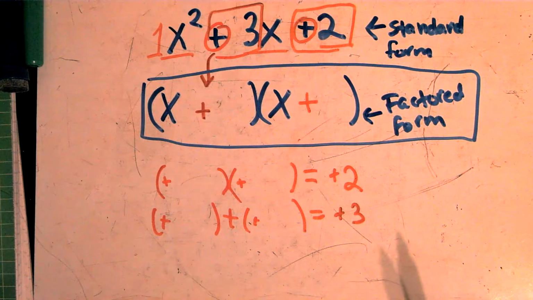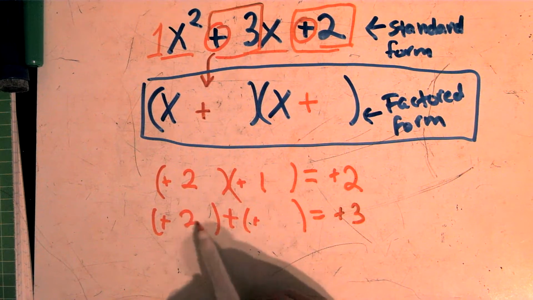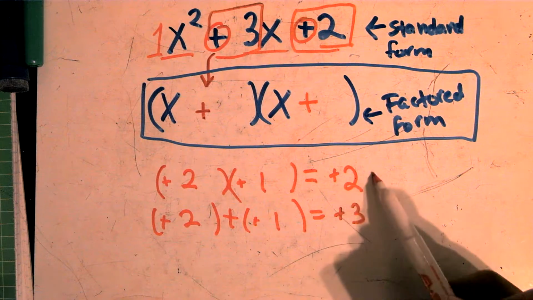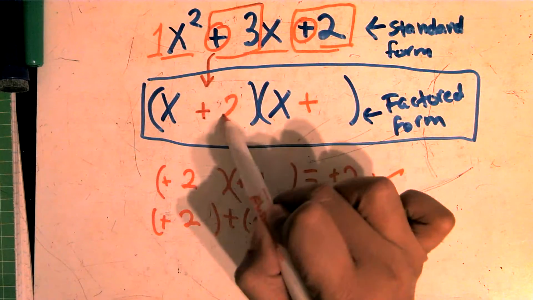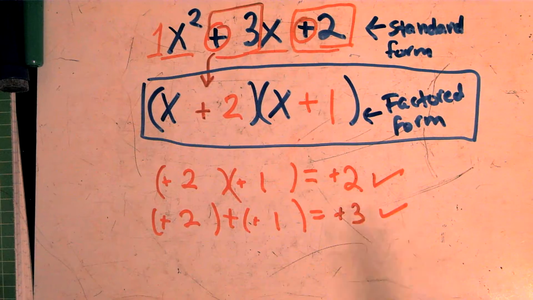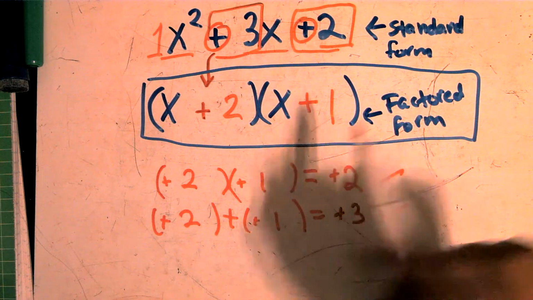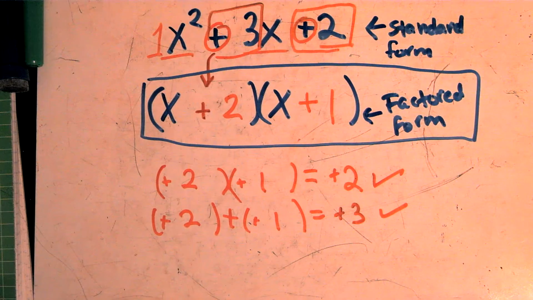Now 2 only has 2 factors because it's a prime number, 2 and 1. So the quick check: 2 times 1 is positive 2, yes. 2 plus 1 is positive 3, yes. So our correct factored expression, x plus 2 times x plus 1, is equivalent to our original standard form expression, 1x squared plus 3x plus 2. Feel free to pause and think about it, but I'm going to go ahead and move on to the next problem.